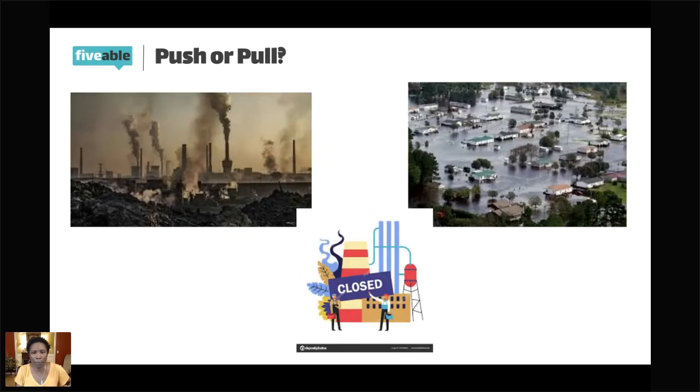We talked about push or pull factors, but I want you to tell me, just looking at these images, would this be a push factor or would this be a pull factor? So, if there's pollution and the jobs are closing and you have some type of natural disaster, is that going to be your push or your pull? Absolutely. Good. That would be your push.